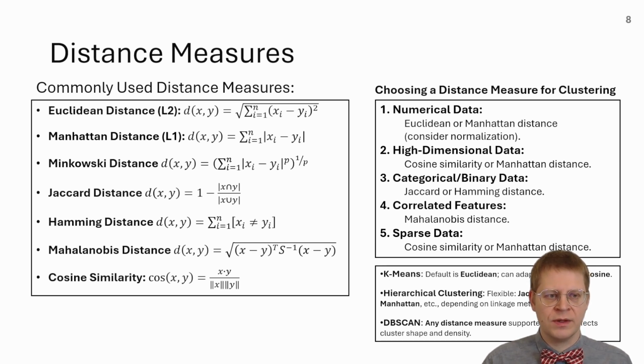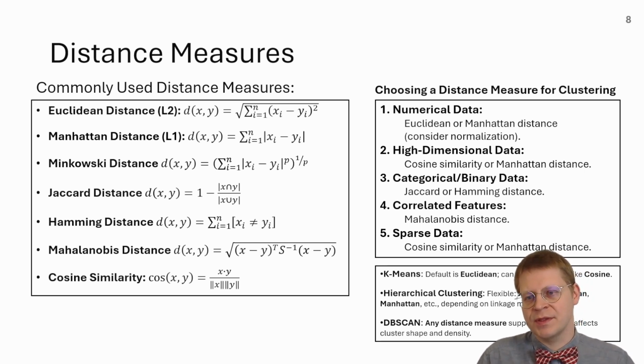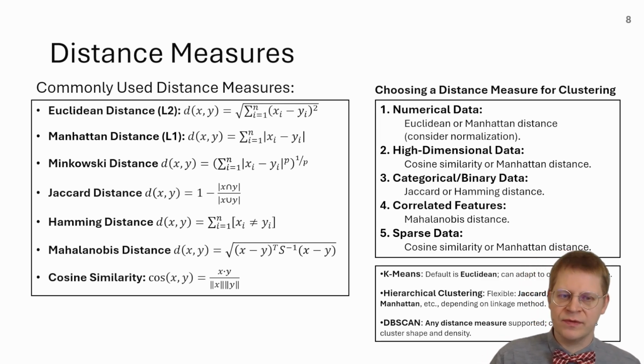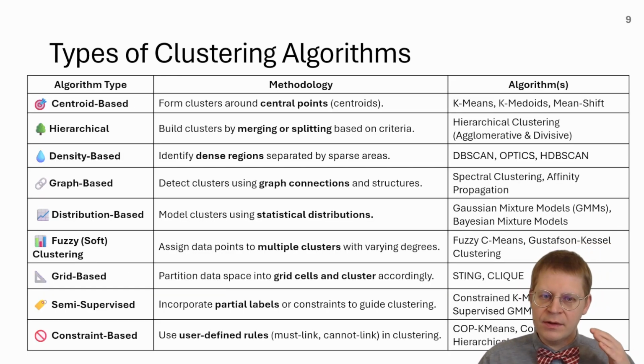When working with correlated features, Mahalanobis adjusts for feature relationships, and cosine similarity excels with text data or sparse matrices. And as you might consider, there are a lot of types of clustering. Since there is no one-size-fits-all clustering algorithm, each type has strengths suited for specific tasks.